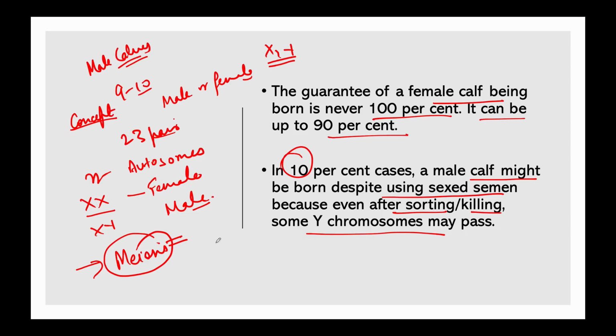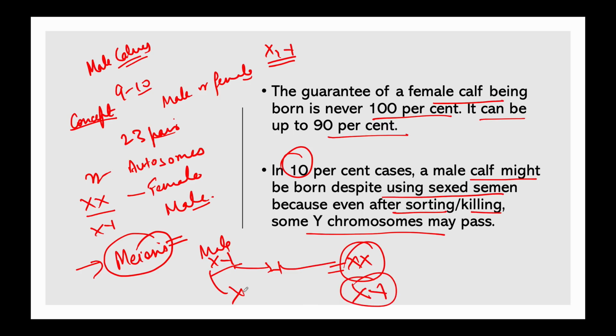So during meiosis, the male XY sex chromosome pair separates and passes on. Either it passes X or it passes Y. Here are the female chromosomes. She has both XX. So if this egg is fertilized with Y, that means it will be XY, so a male is born. But if X is passed again, then it is XX, that means a female is born.